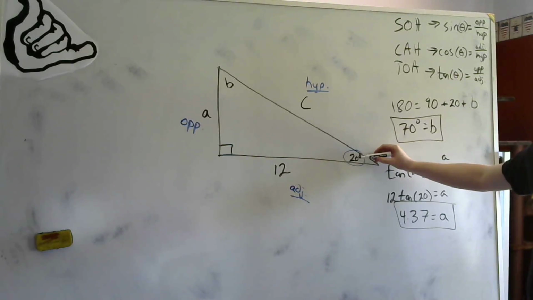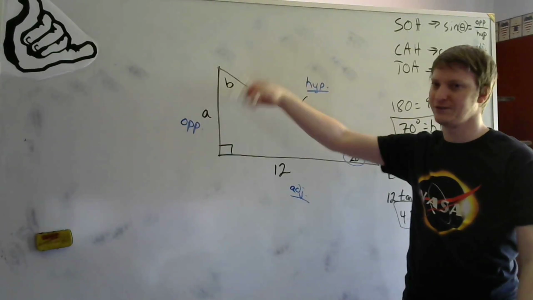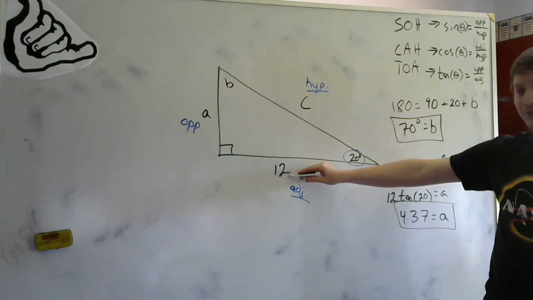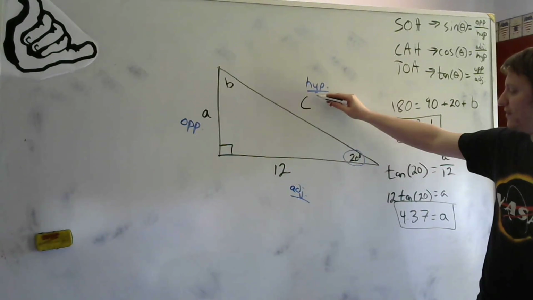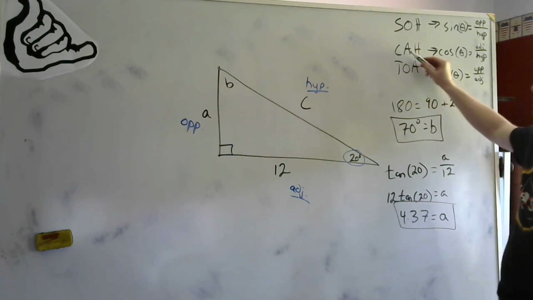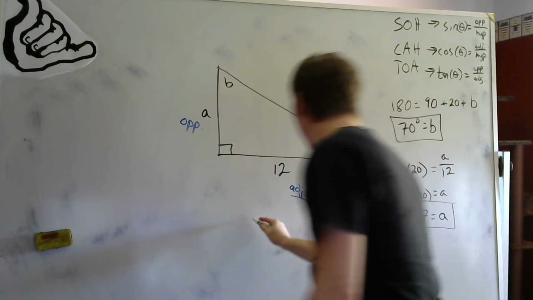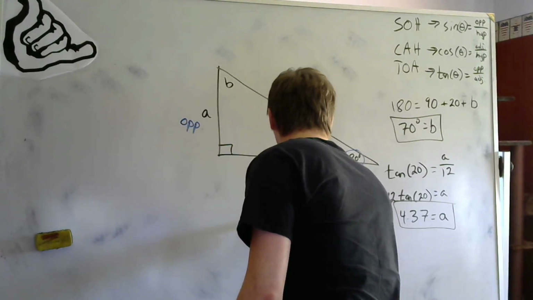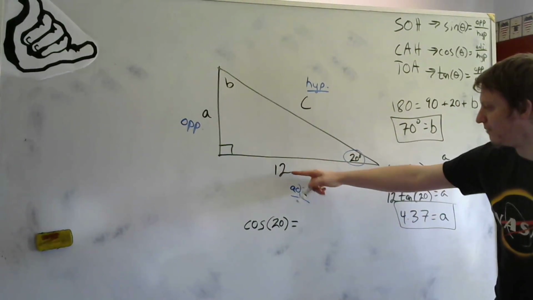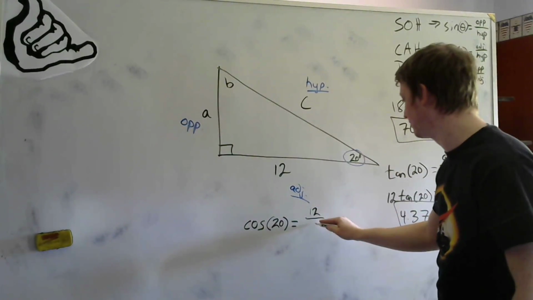Looking again at this 20 degrees, because I know that's something that they gave me, but I could have also used the 70 up here. It doesn't matter. I'm just going to use the 20. And the other side that I know, which is the 12, and now I want the C, though. So adjacent and hypotenuse, that's cosine. So I could write the cosine of 20 degrees, in this case, is going to be equal to my adjacent, which is 12, divided by my hypotenuse, which is C.